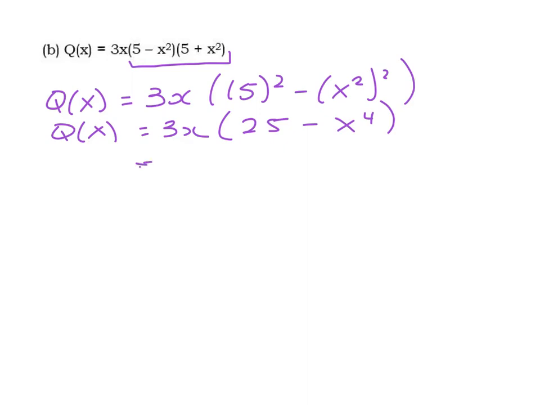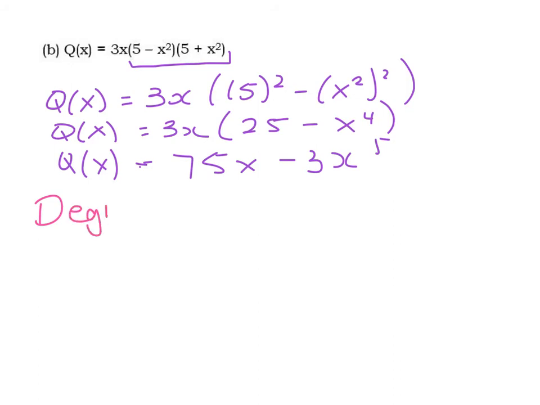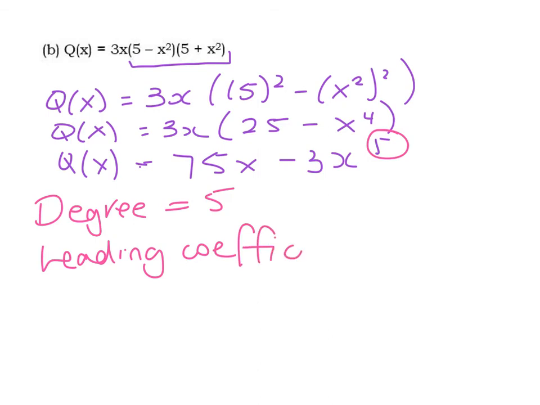So q of x is going to equal 75x minus 3x to the power of 5. So if we go for the degree of this, the highest power is 5. If we go then to the leading coefficient, the coefficient of the highest power is -3.